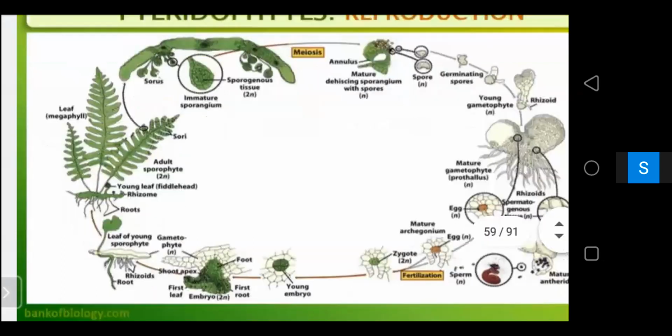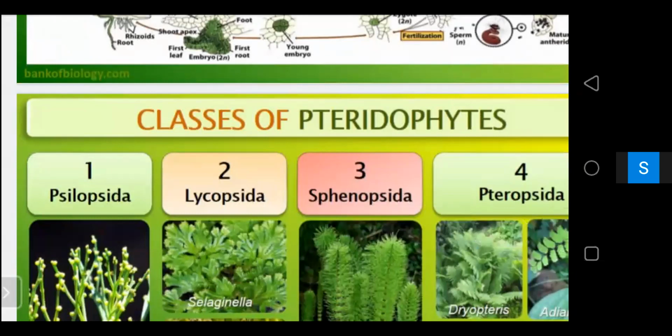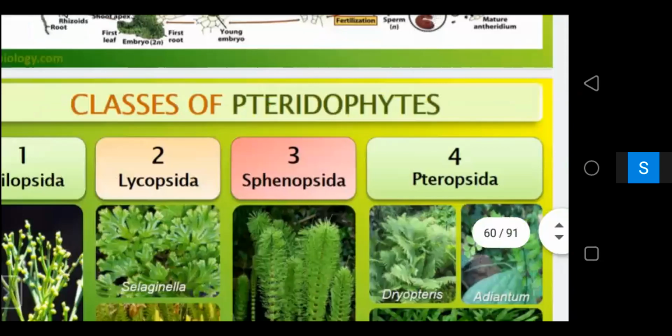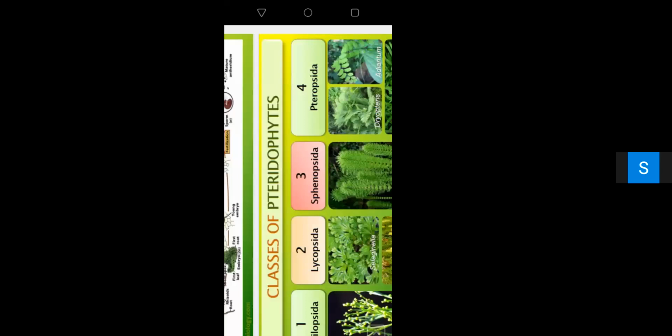In the pteridophytes there are four classes: Psilopsida, Lycopsida, Sphenopsida, and Pteropsida. The example in Psilopsida is Psilotum. In Lycopsida, the examples are Selaginella and Lycopodium. In Sphenopsida, the example is Equisetum, and in Pteropsida, the examples are Dryopteris, Pteris and Adiantum. These are the examples. The next is the gymnosperm.